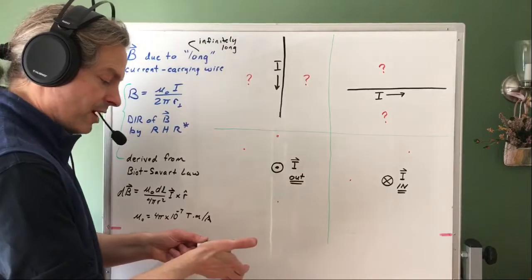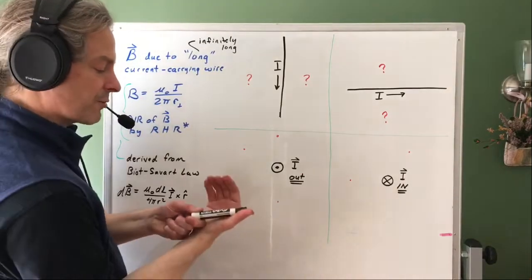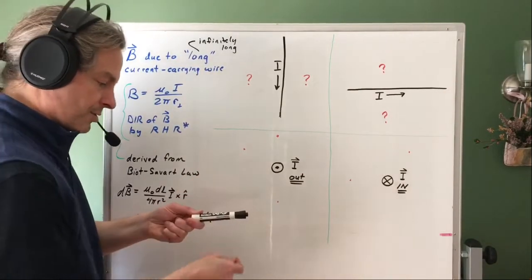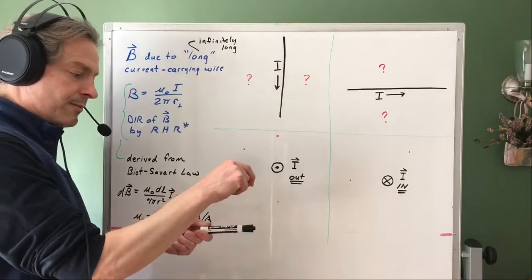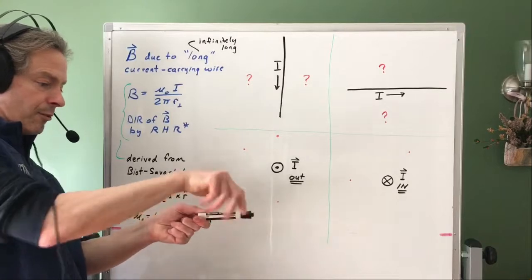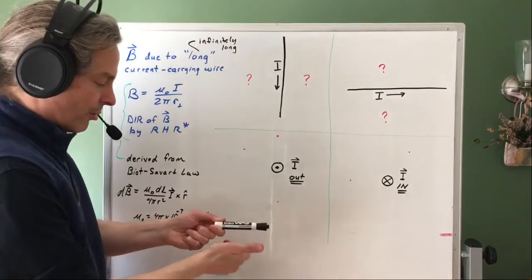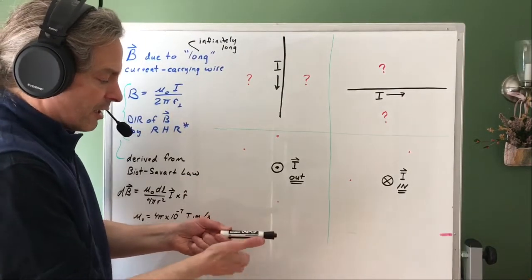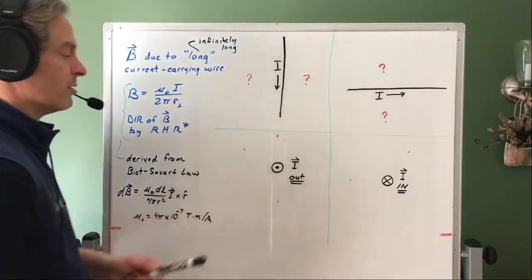So if I stick my thumb in the direction of the current, my fingers wrap around, and I know that the arrows go this way. Above the wire, the magnetic field will be coming out of the board. In front of the wire, the magnetic field will be down. Below the wire, the magnetic field will be in. And behind the wire, the magnetic field will be up.